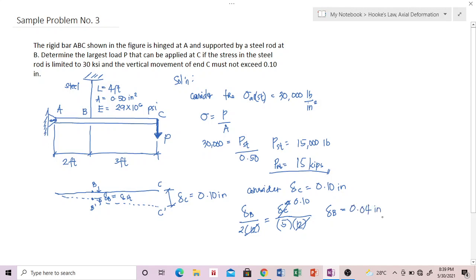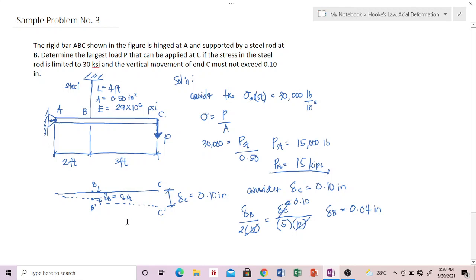0.04 inch. Okay, so from a similar triangle, we have determined the vertical displacement of B. As I have said earlier, the displacement of B is also equivalent to the elongation of steel, because when you apply the load P, the steel will elongate. Therefore, point B will have a vertical displacement downward. So, you will have a displacement of B, and that is equivalent to the elongation of steel.